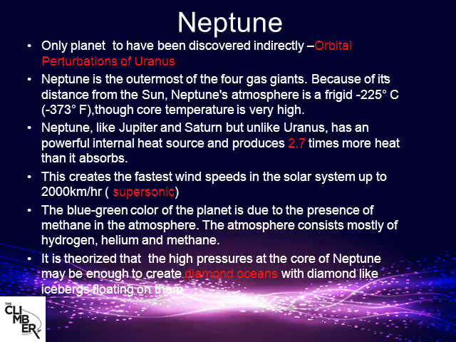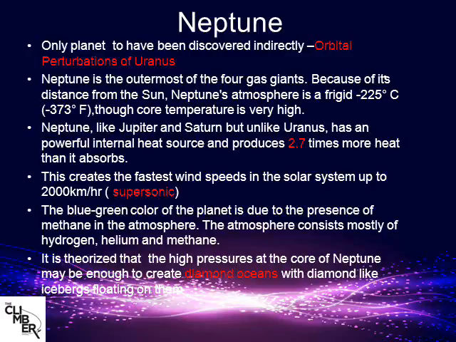The ice giant Neptune has a surface temperature of minus 225 degrees Celsius, similar to that of Uranus, despite only receiving about 40% of the light Uranus receives from the Sun. This difference is made up by Neptune's remarkable internal energy heat source, which produces 2.7 times more heat than it absorbs from the Sun.